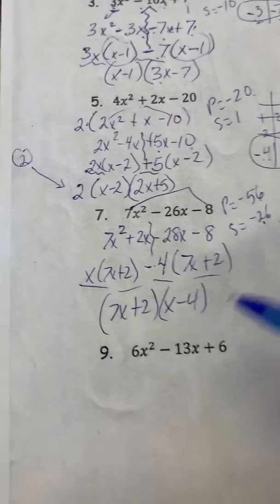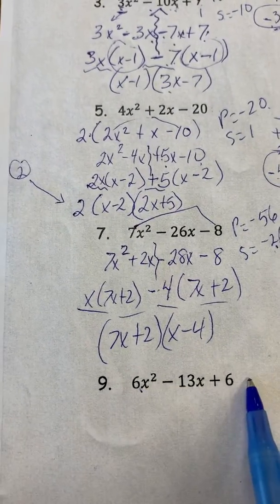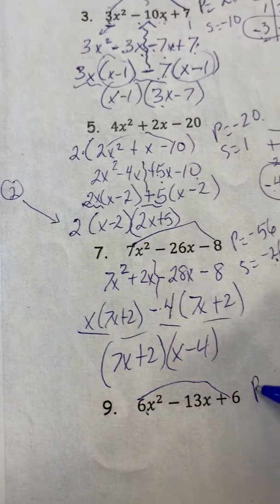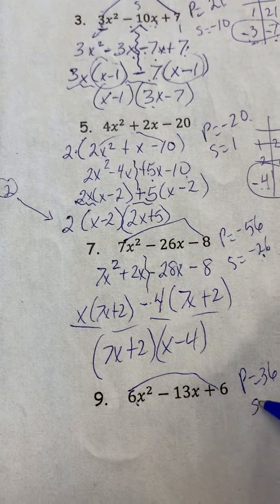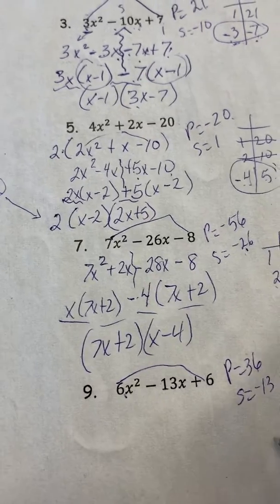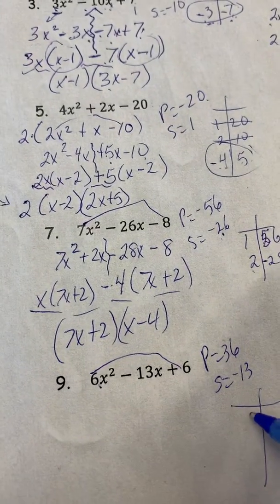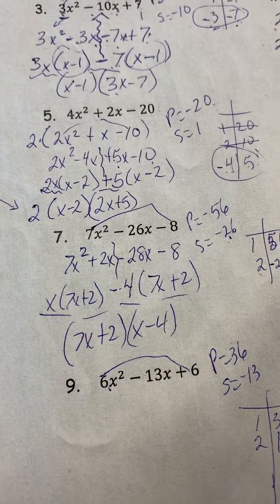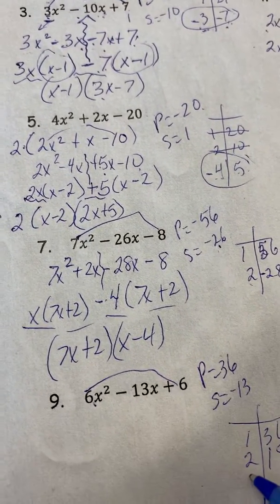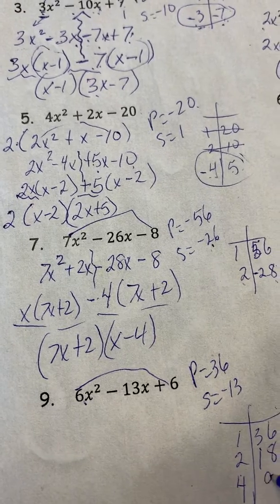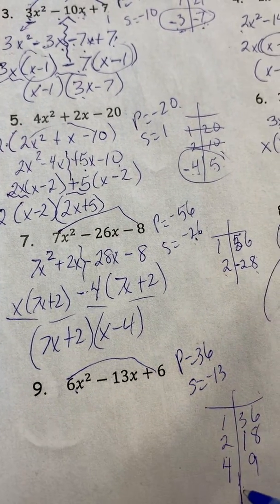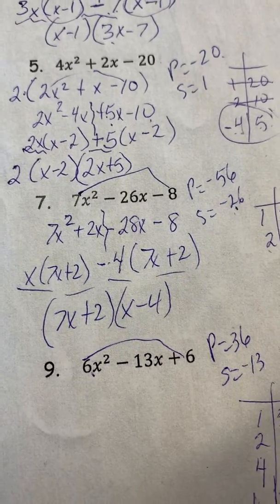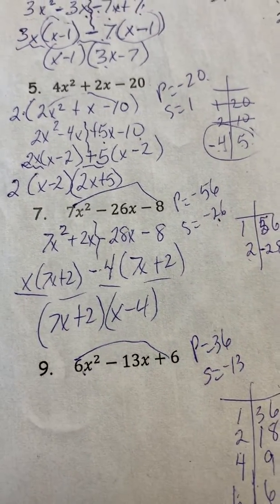Stay with me. We cannot take out a greatest common factor. 13 will not allow us to do that. So here we go. Product's going to be a positive 36. Sum's going to be a negative 13. Okay, so 1 and 36 won't work. 2 and 18. Other factors of 36, 4 and 9. 6 and 6. What else goes in there?